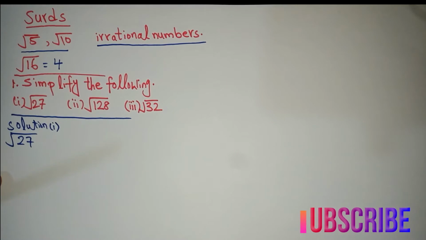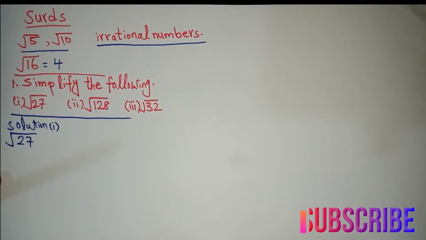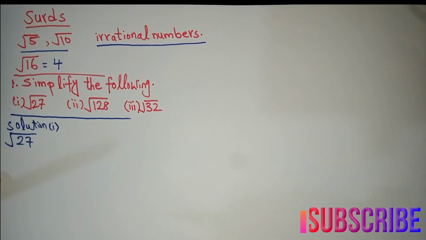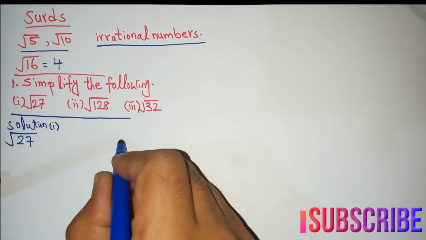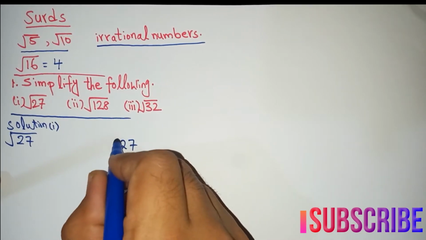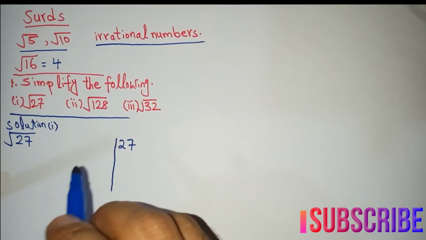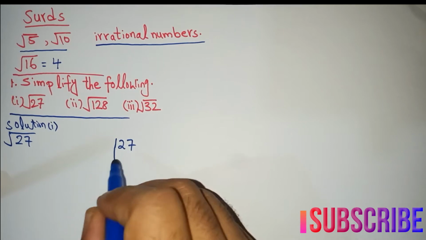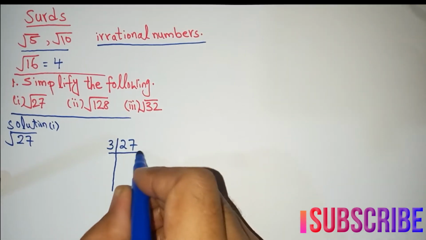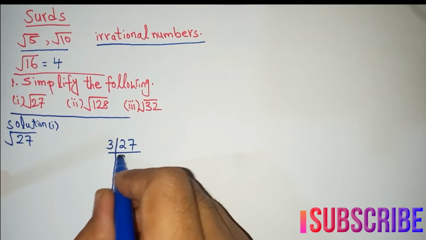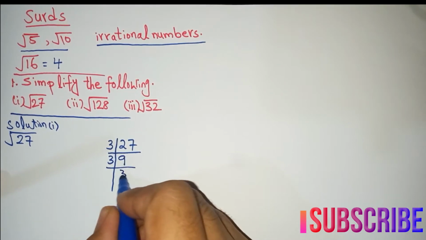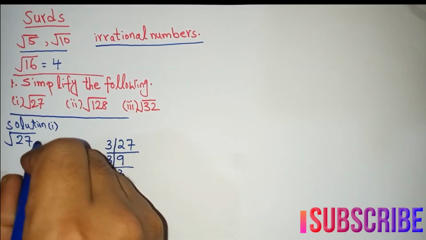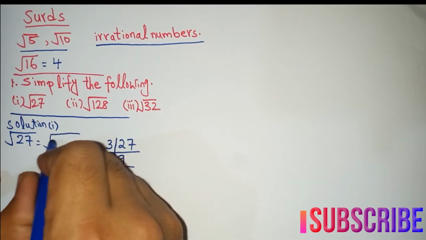Let us see the solutions of some questions of surds. I have mentioned question number 1. Simplify the following. Roman figure 1 is square root 27. So square root 27, I will write it on one side. I will divide it by the smallest prime number. 2 cannot divide, so let us divide with 3. 27 divided by 3 gives you 9, 9 divided by 3 gives you 3, and 3 divided by itself gives you 1. So let us write all the factors of 27.